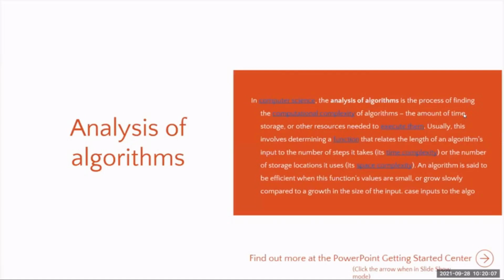So analysis of algorithms. When we say analysis of algorithms, we have here the scripture that in computer science, the analysis of algorithms is the process of finding the computational complexity of algorithms, the amount of time, storage, or other resources needed to execute them. Usually, this involves determining a function that relates the length of an algorithm's input to the number of steps it takes, or its time complexity, or the number of storage locations it uses, or its space complexity. An algorithm is said to be efficient when this function's values are small or grow slowly compared to the growth in the size of the input.